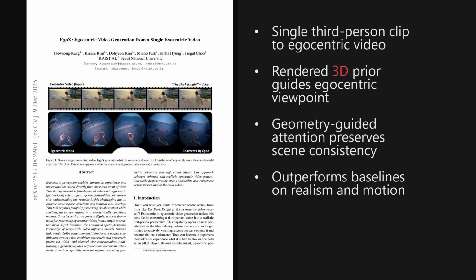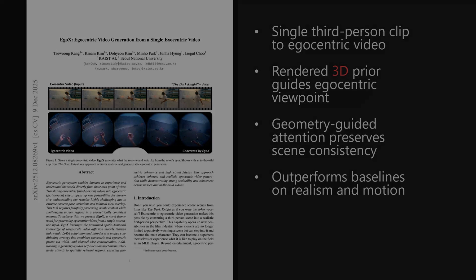I'm Alex. Today we are looking at a paper trending on X, published on December 9th, 2025, about 6 days ago. It introduces EgoX, a system that can turn a single third-person video into a realistic first-person experience, filling in all the unseen parts of the scene in a way that still makes geometric sense. The paper is titled EgoX, Egocentric Video Generation from a Single Exocentric Video. And as we will see later, the approach squeezes surprisingly strong performance out of a lightly adapted video diffusion model.